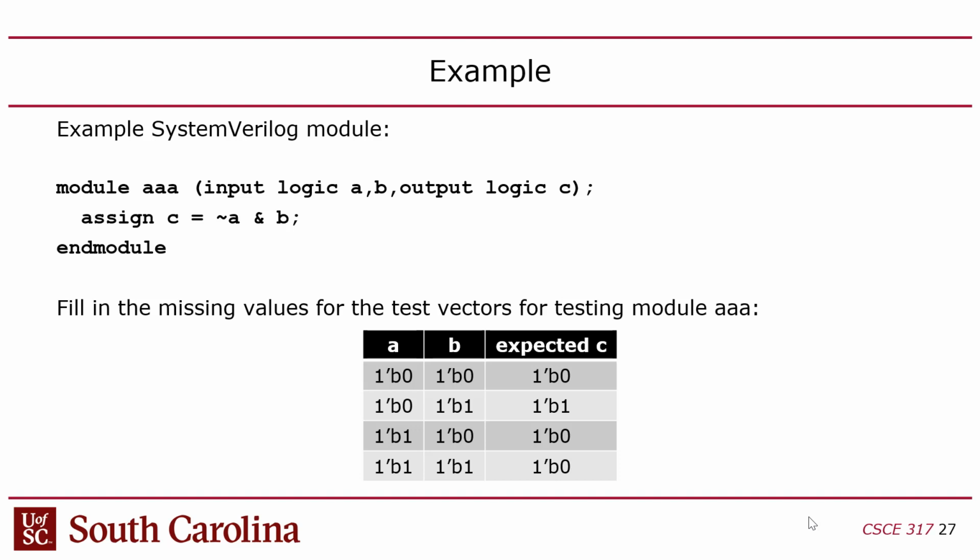C is an output here, right? So it's kind of like an argument on a method in Java, right? So I can assign it, even though I didn't declare it internally, because it's an output. But this is a whole module, right? So this is a self-contained module.